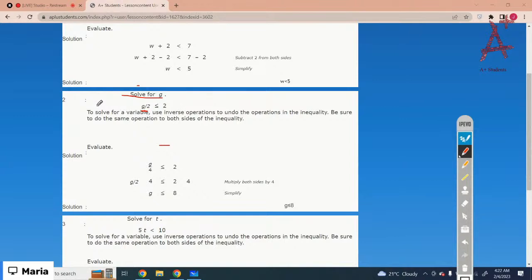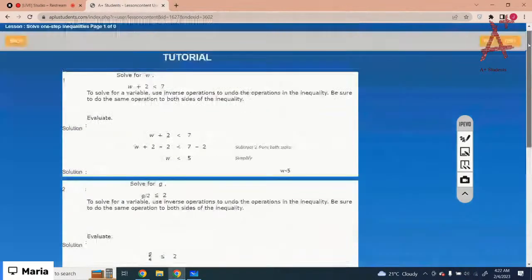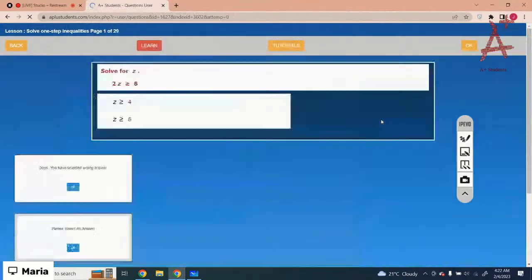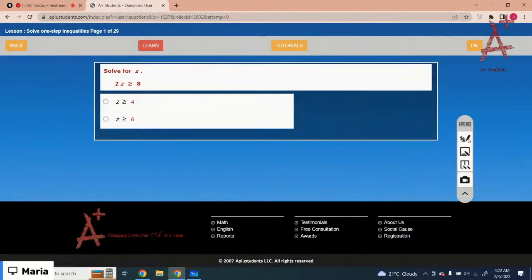Okay, let's just start with the test questions so that we can do practice questions. Okay, the first one is 2z is greater than or equal to 8. So first of all, we have to isolate the variable z. Got it? So 2 is multiplying z.